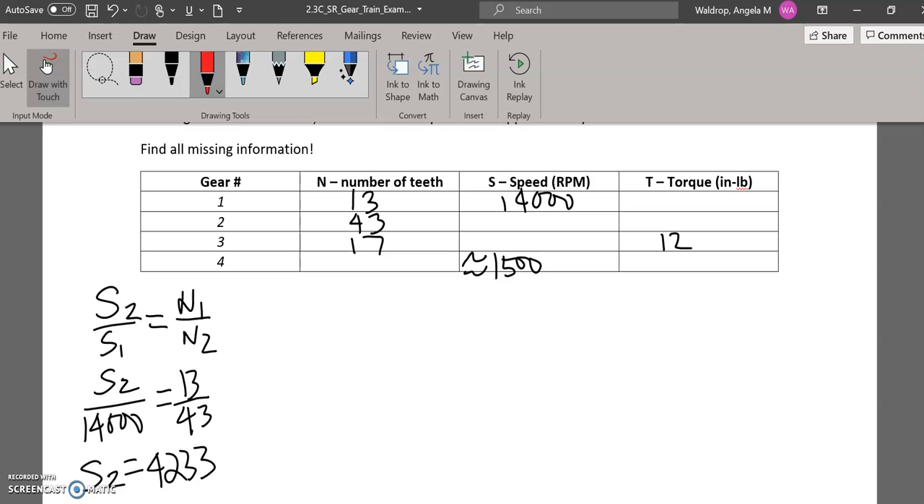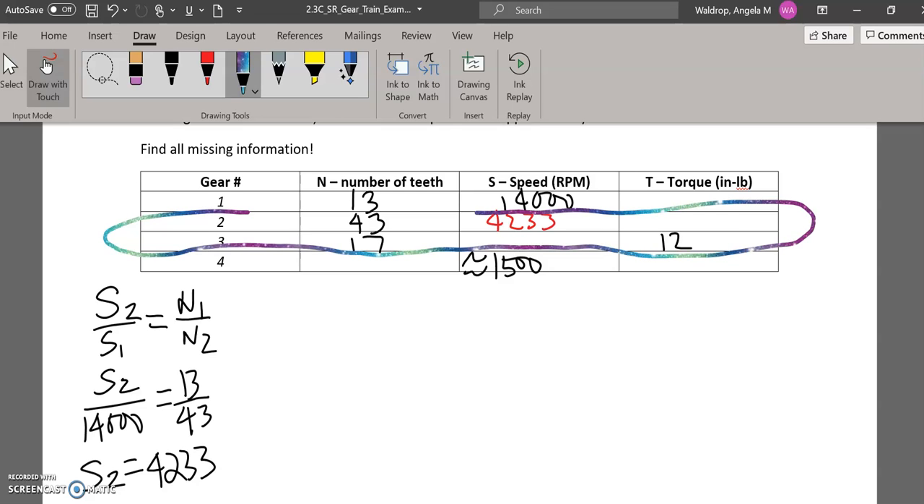I'm going to write that in a different color, that way you can see that's our answer. So 4233. Now, one thing I do want you to know is that these two gears are on the same shaft. Because they're on the same shaft, they're going to have the same speed and the same torque. So right away, I know that I can fill in some information on this chart. If they have the same speed and the same torque, I know I can write 4233 here, and then I can also write 12 here as well.